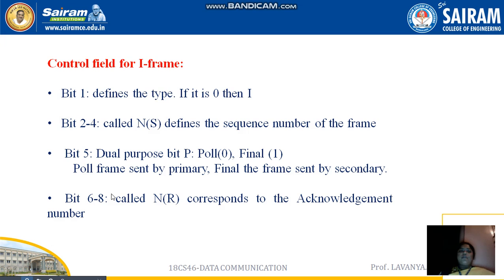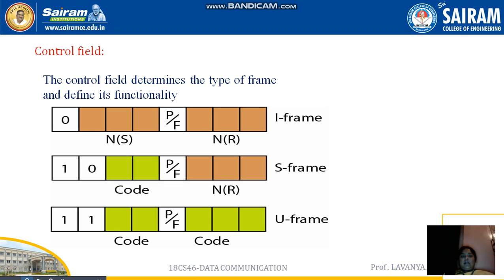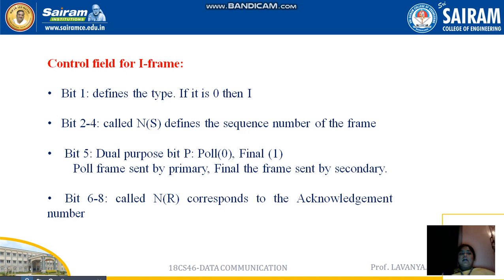Then what is the control field for the I frame? See here, this is our I frame. Now we will discuss what the I frame stands for. In the control field for the I frame, bit 1 defines the type. If it is 0, then I.